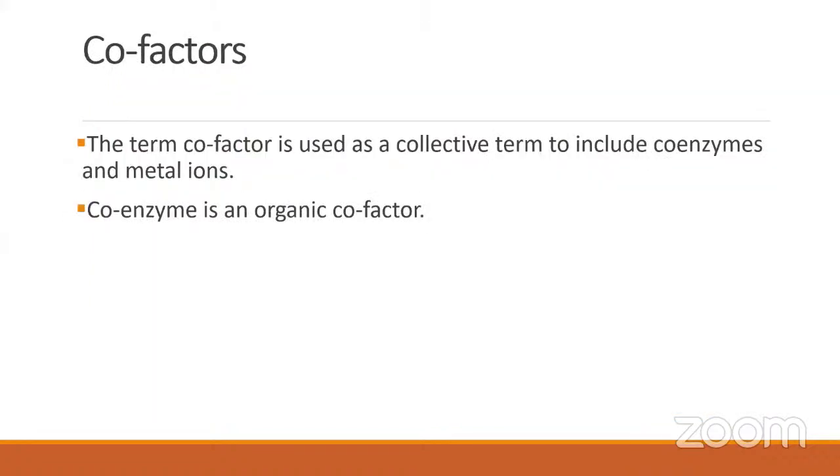Now what are cofactors? In your textbook, cofactor is given as a collective term to include both the coenzymes and metal ions. Coenzymes can be termed as cofactors, or metal ions can be termed as cofactors, and sometimes they are collectively called cofactors. Certain enzymes require certain cofactors. So it may include a coenzyme and a metal ion, and that is known as cofactors.